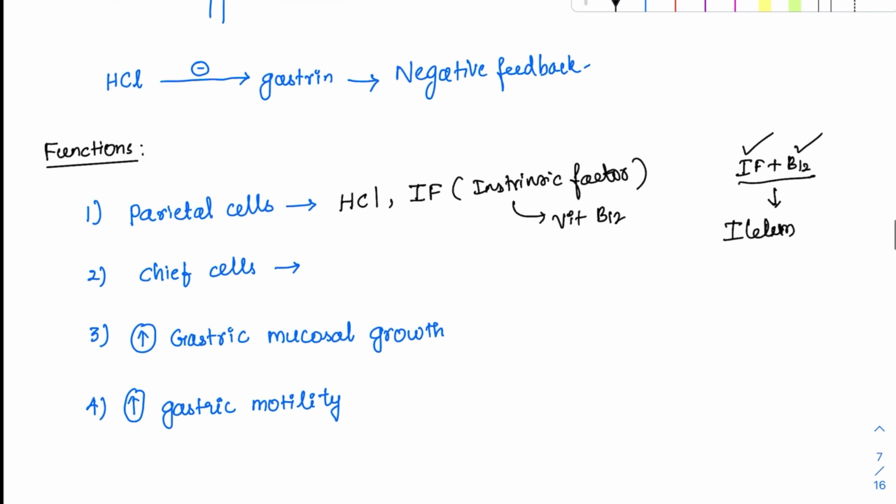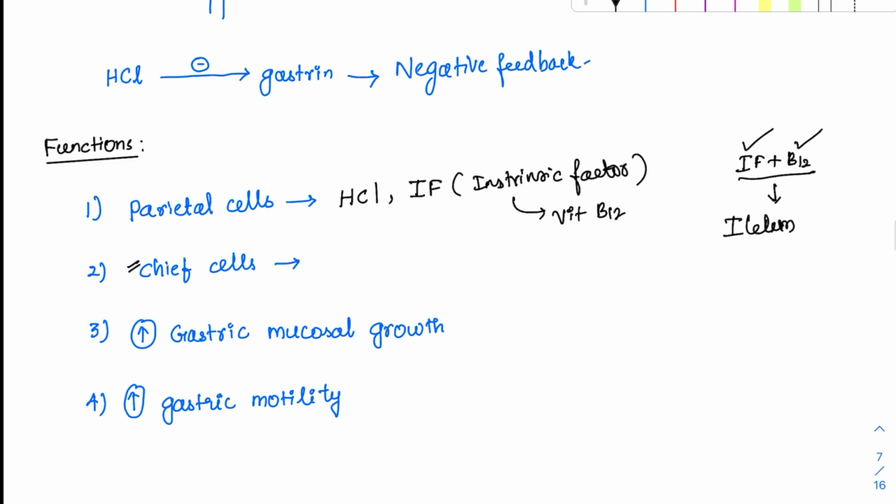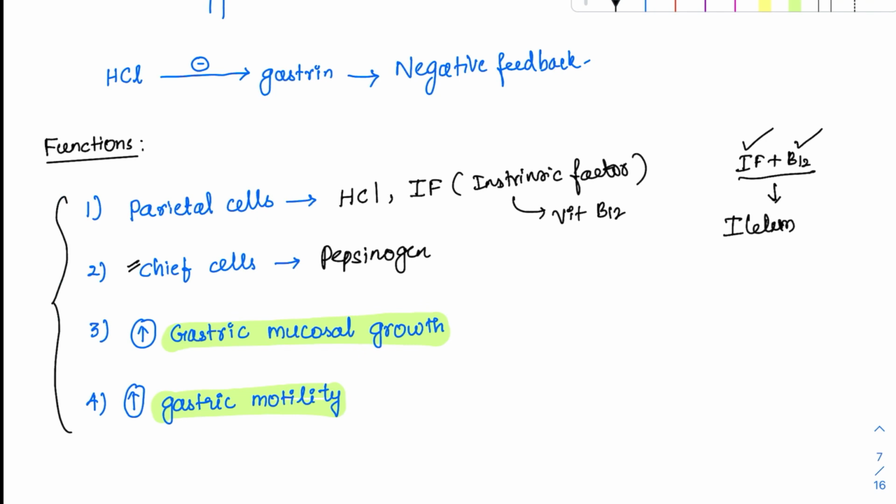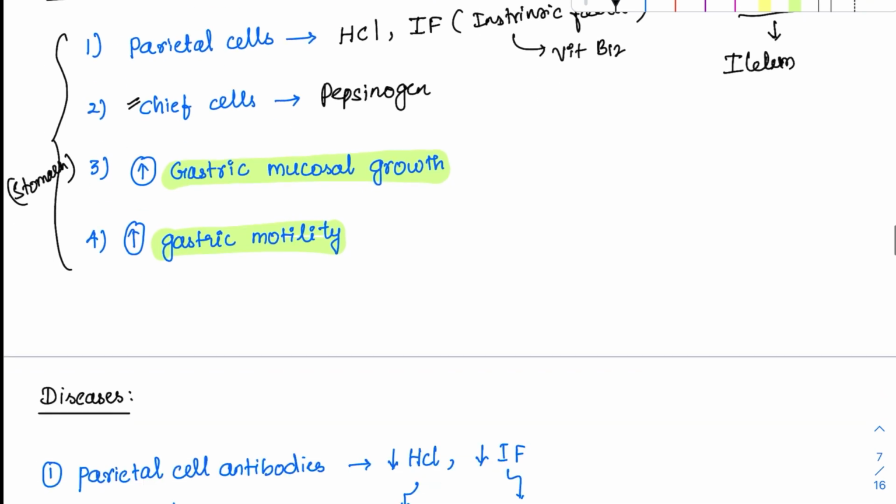So coming to the next cell, gastrin is stimulating another cell called chief cells. These chief cells produce the substance called pepsinogen. What are the other functions of gastrin? It also increases gastric mucosal growth as well as gastric motility. So it is primarily involved in the stomach region. It is exclusive for the stomach region. It is produced from the stomach and it is activating all the cells in the stomach to produce these kinds of secretions.